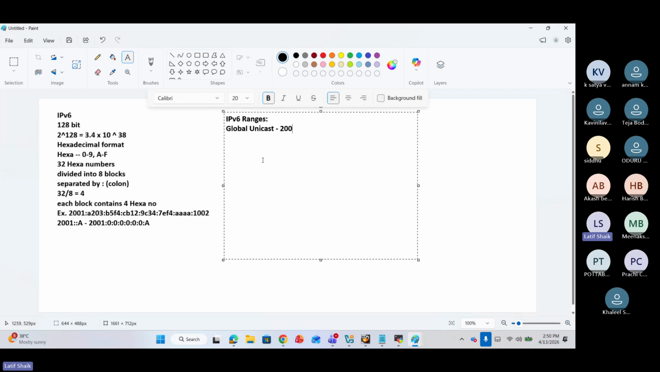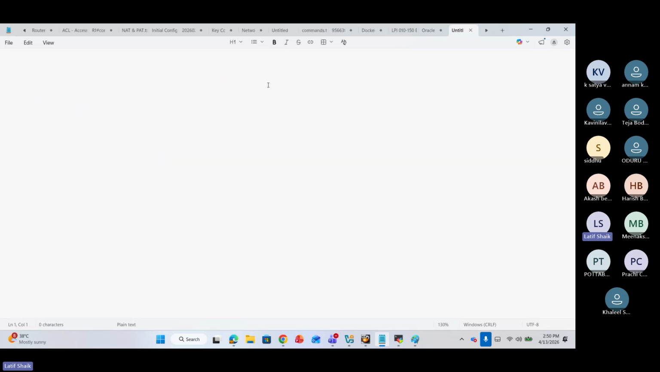The range is 2000::/3. So that is the starting range. If you write that in a simple format like this, 2000. One second, I will make it a little bigger.